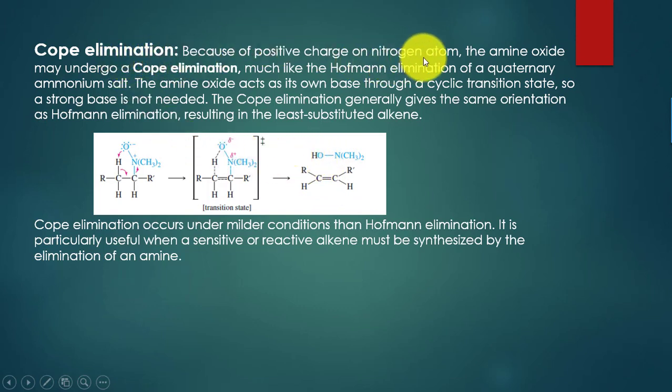Because of the positive charge on the nitrogen atom, the amine oxide may undergo Cope elimination, much like the Hofmann elimination. The amine oxide acts as its own base through a cyclic transition state, so a strong base is not required for this reaction. The Cope elimination generally gives the same orientation as the Hofmann elimination, resulting in the least substituted alkene. Cope elimination occurs under milder conditions than the Hofmann reaction, and it is particularly useful when sensitive or reactive alkenes must be synthesized by elimination of an amine.